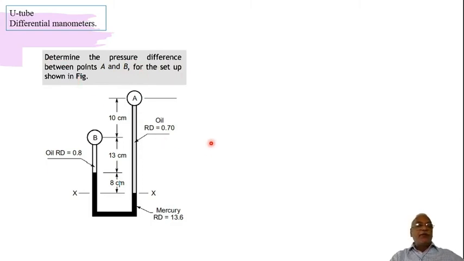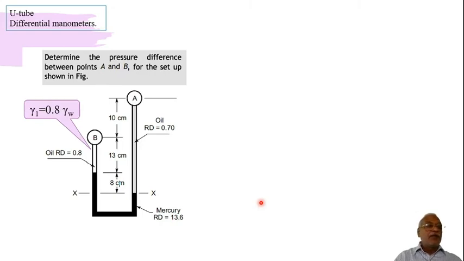Now think where to start. There is a hint here. X is already shown, XX line. Why is it shown? It is shown because in mercury, if you just count, it is a continuous medium of mercury, and the point here and the point here will have the same pressure. Okay, that is the thing that we are going to make use of.